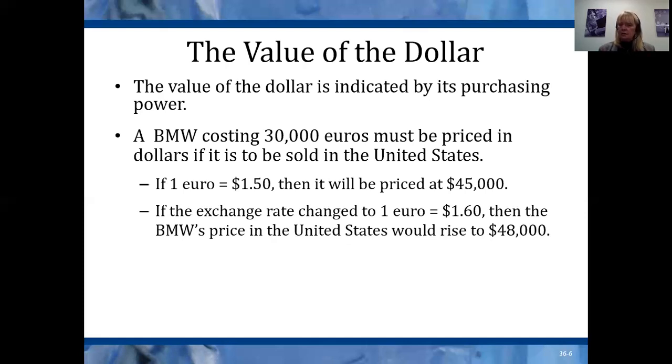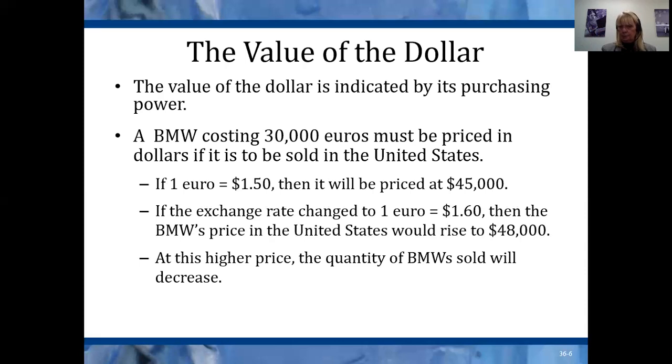So if the exchange rate fluctuated in this direction and it continued to fluctuate so, it would make it harder and harder for that German manufacturer to be able to sell that car in the US, because the price of the car is going up for US buyers, and yet nothing on the car has changed. There's no additional value for the additional cost. So at this higher price, the quantity of BMWs sold will decrease.